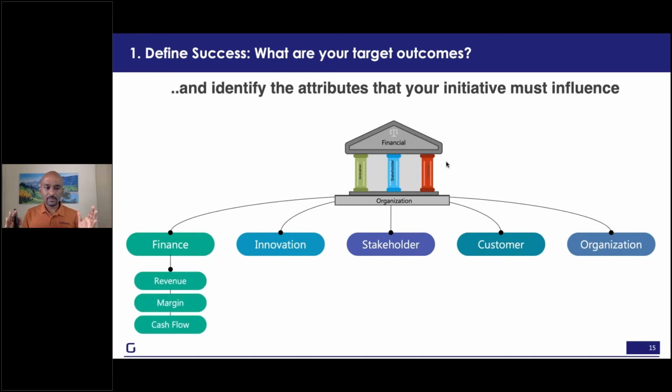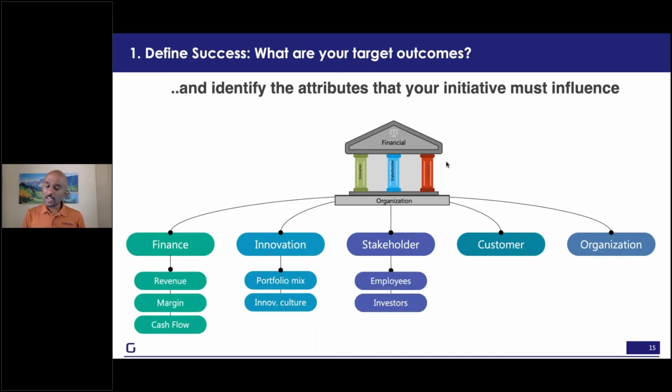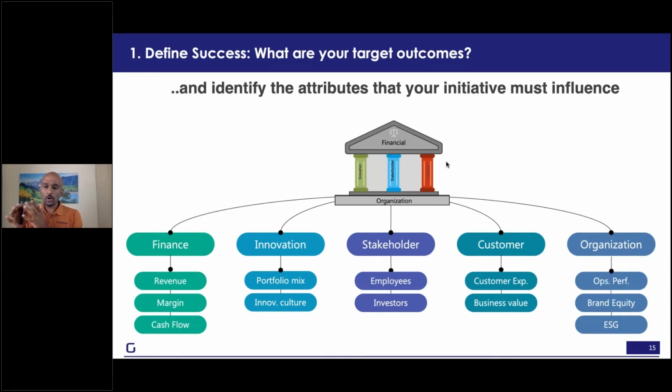Under finance, the indicative ones are revenue, margin, cash flow. Innovation, the mix of new versus existing products. Innovation culture measured through indices like innovation index and so on. Stakeholders, employees, investors, the larger community. Customers, customer experience, business value generated for them. And from an organization standpoint, the operations performance, brand equity, if we can quantify that, and even ESG. ESG is a critical one we're starting to see across many of our clients. For example, carbon footprint is one thing organizations are methodically measuring, and they want to impact and improve upon that.